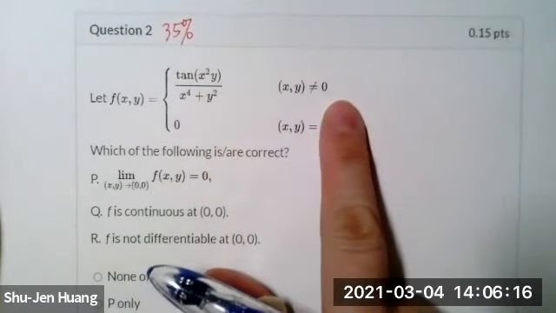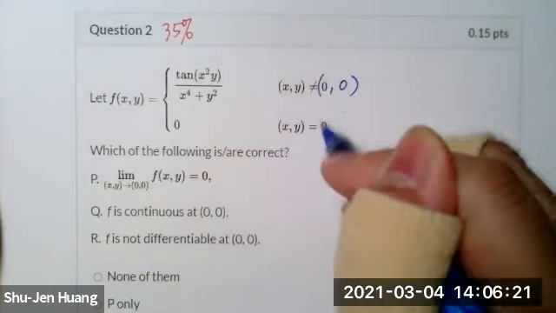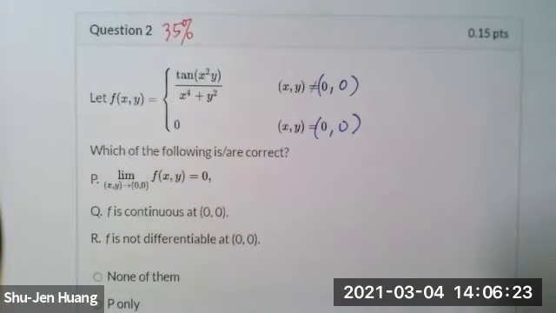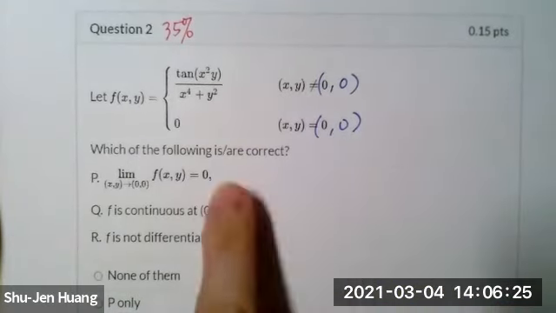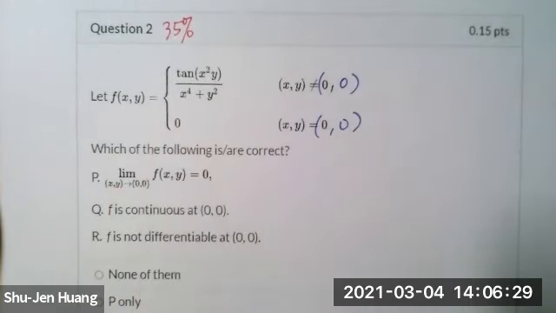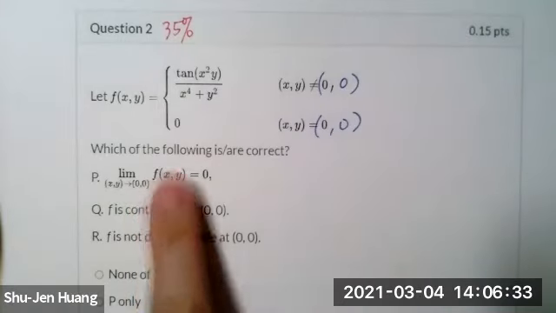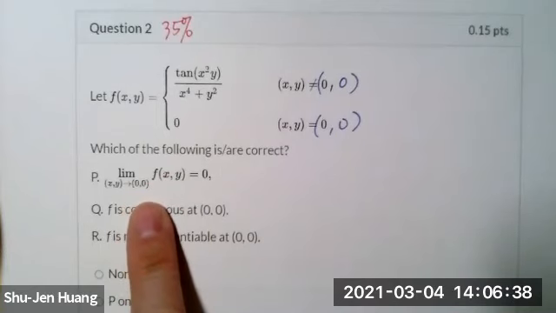When (x, y) doesn't equal (0, 0) here, okay, and when (x, y) equals the origin, we have the function value equal to 0. First, it asks us to find the limit. We want to find the limit when (x, y) gets close to (0, 0).